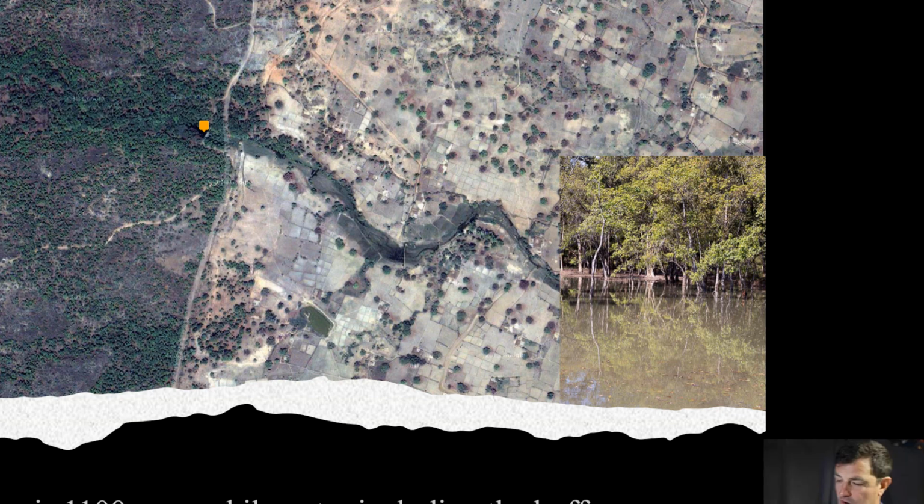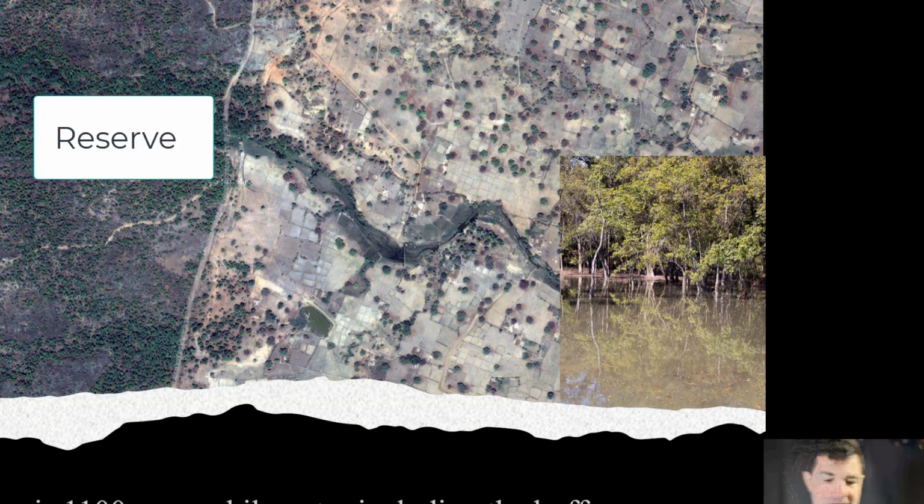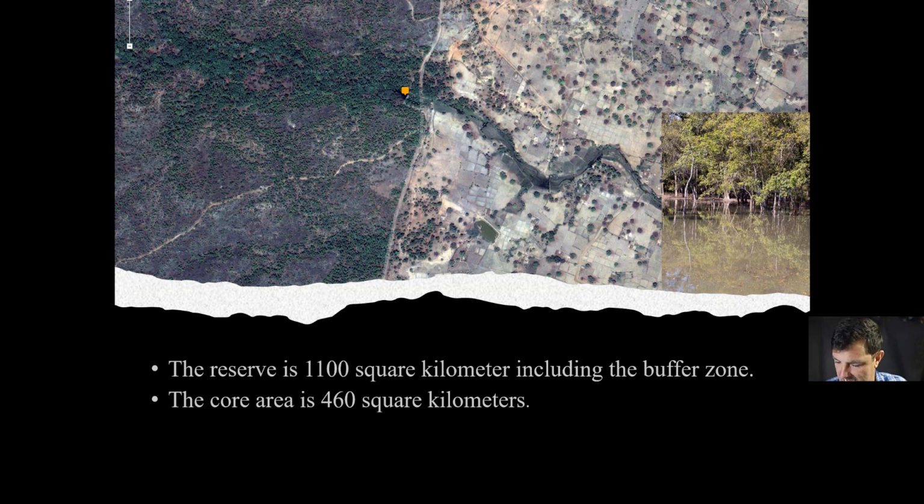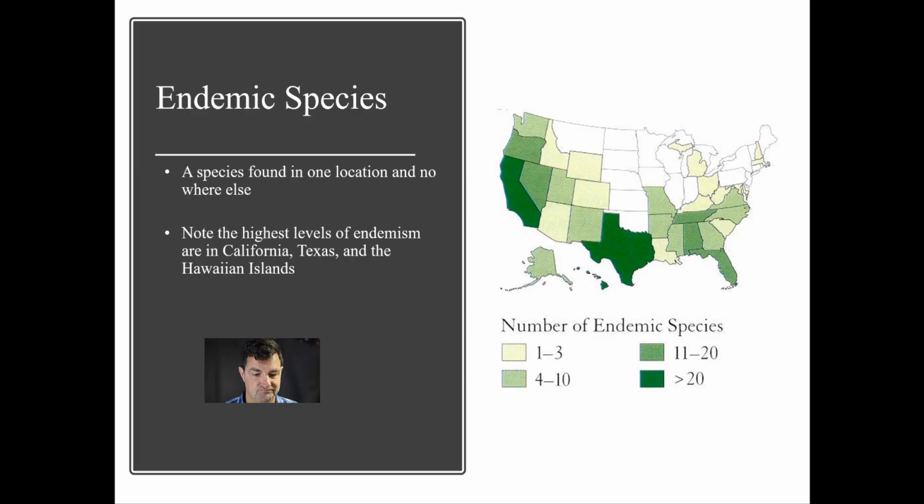Here's an aerial view showing you the reserve that is around 1,100 square kilometers. That includes the buffer zone, and the core area is around 400 square kilometers. And villagers can graze their cattle in that area and can also harvest wood in that area. So even though there's a buffer zone, development impacts right up to the edge, because with ecological islands, we have developed right up to the border of the reserve in these cases.